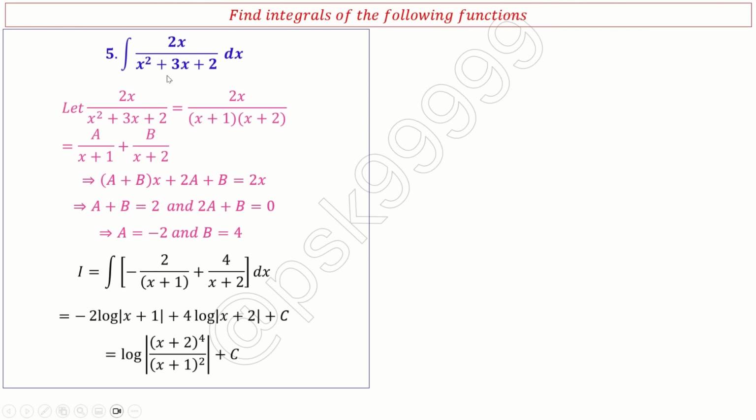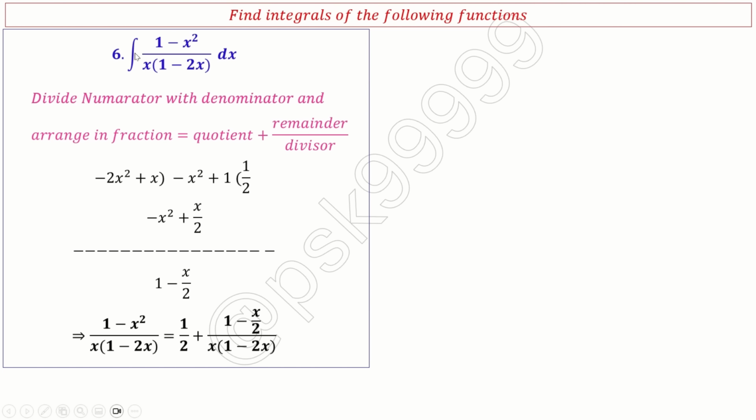Okay, so 2x by x square plus 3x plus 2. I will write x square plus 3x plus 2 as (x plus 1) into (x plus 2). So this is nothing but A by (x plus 1) plus B by (x plus 2). So I'll solve for my A and B. A is minus 2, B is 4. So I'll get the integration of this value, and this is the answer.